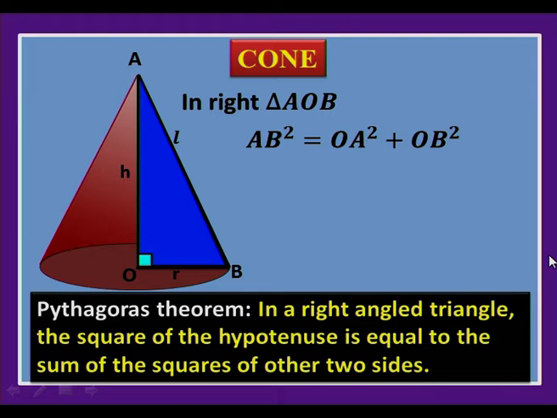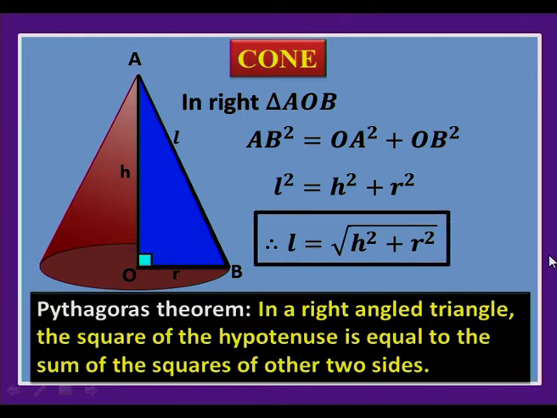Now, let us substitute these values, children. AB is L, OA is H and OB is R, and substituting we get L square is equal to H square plus R square. Now, let us consider the value of L here. So, what is L now? Yes, L is equal to root of H square plus R square. This value of L, root of H square plus R square, is the relationship between L, H and R.